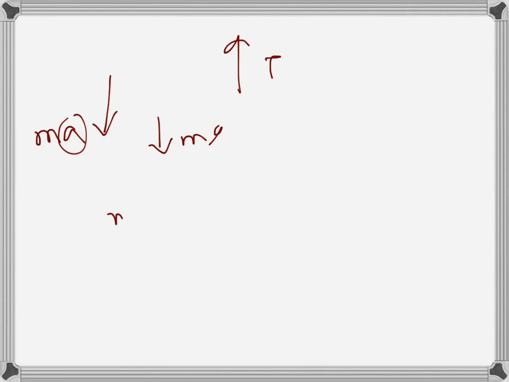So when the performer is going down with an acceleration of a, the weight is mg and the rope tension is T. So mg minus T will be equal to ma. From here we need to find the value of a with which the performer can go so that the rope just doesn't break. That would be the minimum acceleration, because if the performer slides down with a smaller acceleration, the rope will break.